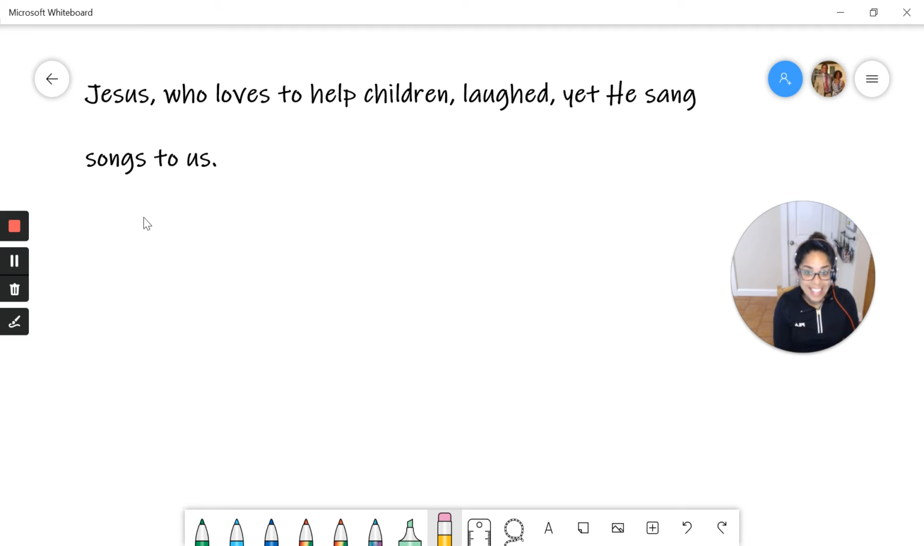Okay. This is a little tricky. I made up this sentence kind of mixing a bunch together, so hopefully I'll be able to get through it. I think I will. All right, so this is an example of a compound complex clause that also has a verbal in it. So we're gonna just try to get through this. So Jesus, who loves to help children, laughed, yet he sang songs to us.